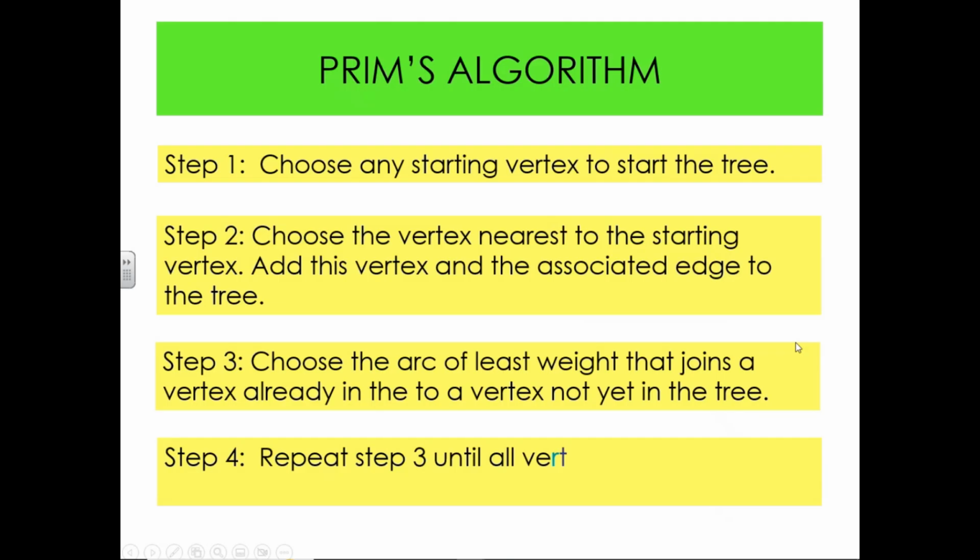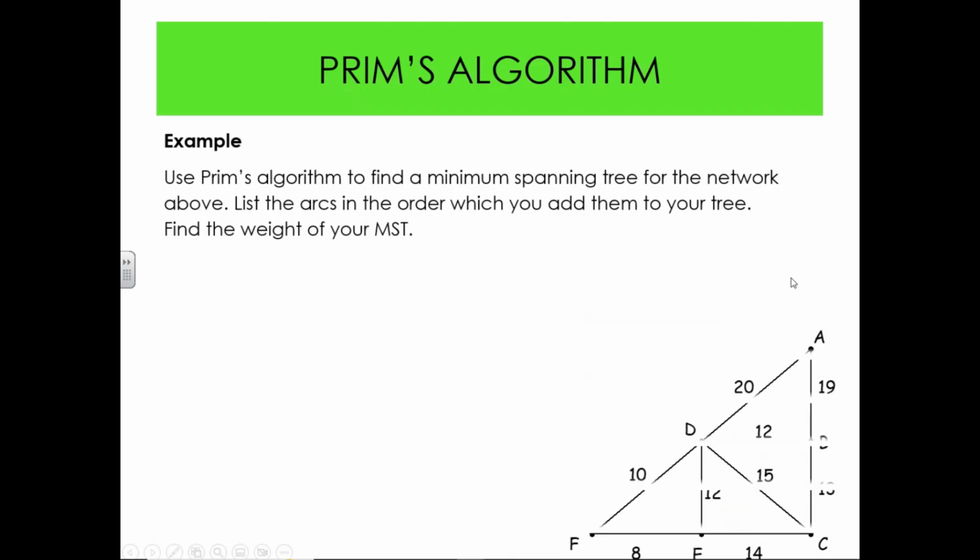Again, there's steps listed in your pack for how you do this. The big difference between Prim's and Kruskal's algorithm: Kruskal's algorithm is concerned with the arcs of a network. Prim's algorithm is concerned with the nodes, with the points. Okay, so P for Prim's, P for points, that's how I remember it. And in Prim's algorithm, you will be kind of joining it up as you go along rather than adding on random arcs. I'll do an example again, which will make more sense.